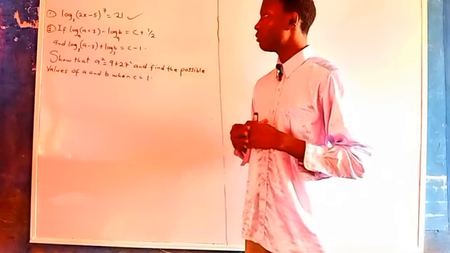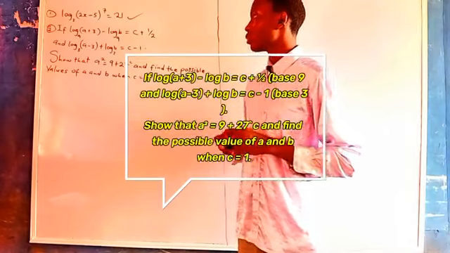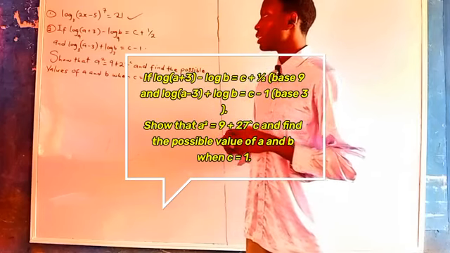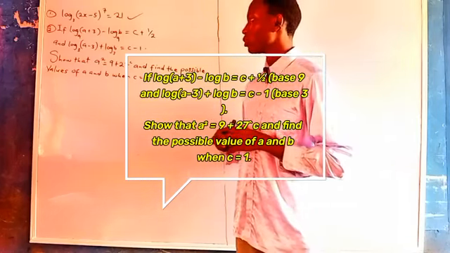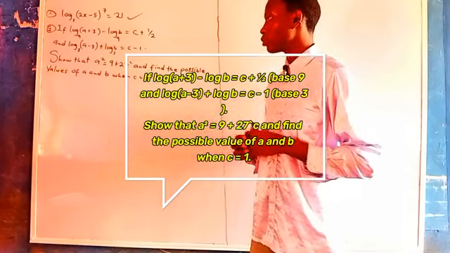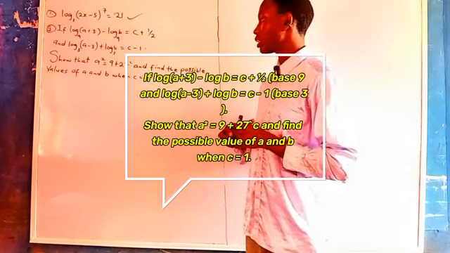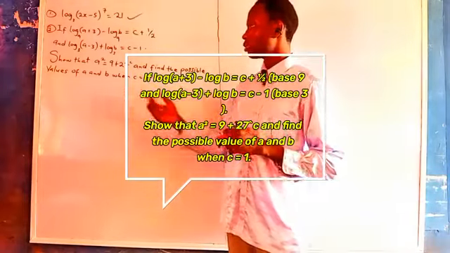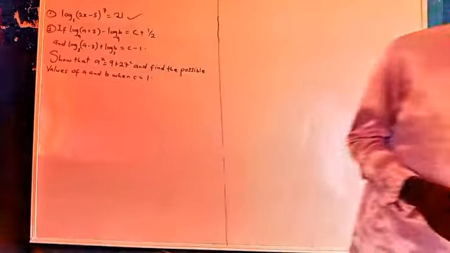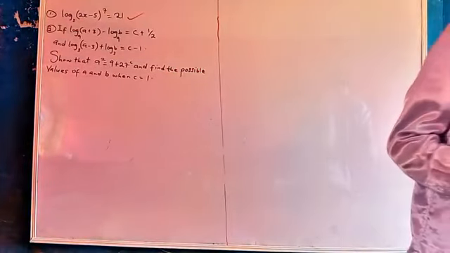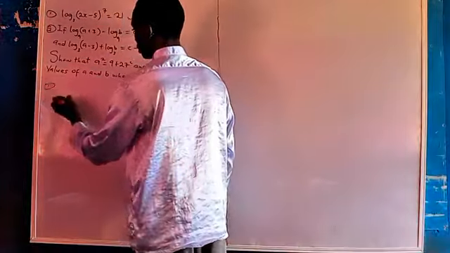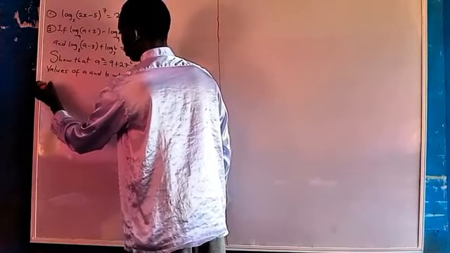And now the second one: log of (a plus 3) minus log b, base 9, equals c plus 1 over 2, and log of (a minus 3) plus log b, base 3, equals c minus 1. Show that a squared equals 9 plus 27 to the power of c, and find the possible values of a and b when c equals 1. Okay, so now let's solve the problem together. All right, let's start from the first one. That should be the solution.